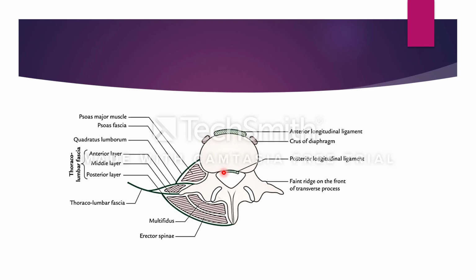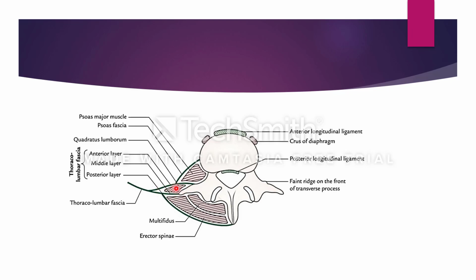Okay, then these are some muscles which are present here. If you see, the first muscle is the psoas major muscle, which is covered by the psoas fascia. This is the psoas fascia. Then there is another muscle which is attached to the transverse process, and this is named quadratus lumborum. So this is the quadratus lumborum.